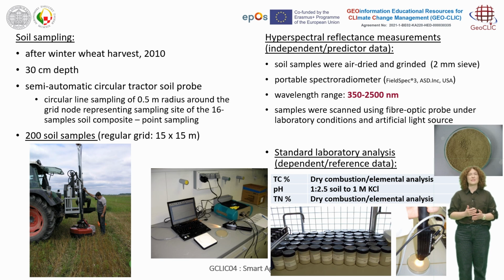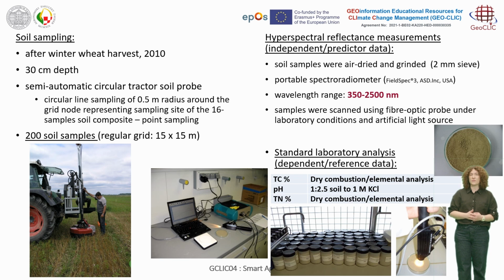centimeter depth using a semi-automatic circular tractor soil probe. That was circular line sampling of 0.5 meter radius around the grid node, representing a sampling site of a 16-sample soil composite. It was described as a point sampling, as the average of the 16 individual samples, so the total number of samples on the experimental area was 200, in a regular grid of 15 by 15 meters.